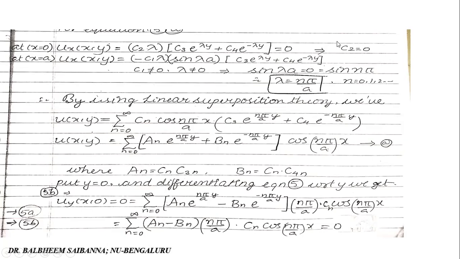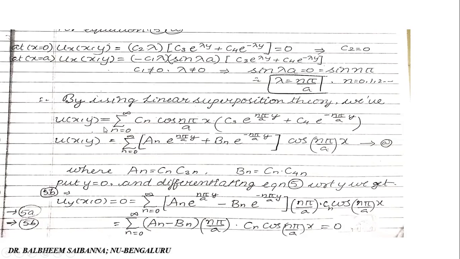So C2 is 0 after using this boundary condition, ux of x comma y at x is equal to a. Then C1 is not equal to 0, since we are only finding the half solution. Lambda is not equal to 0, so sin lambda a must be equal to 0. Zero can be written in terms of sin n pi, then lambda is equal to n pi by a, which exists for all values of n equal to 0, 1, 2, 3. By using the linear superposition theory, once we know the solution, we can use the n dimensional space.